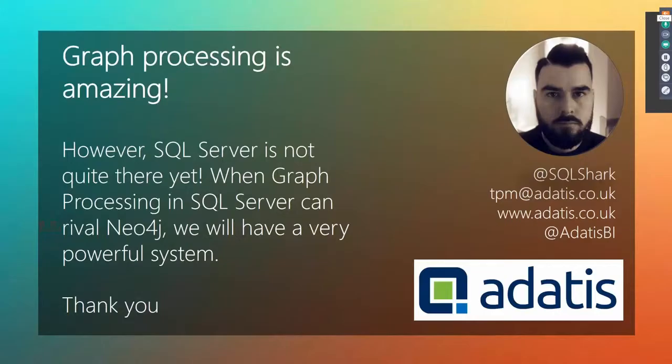Okay, so just to finish, what I would say is graph processing is amazing. However, SQL Server is just not quite there yet. But when graph processing in SQL Server can rival a tool like Neo4j, we've got an incredibly powerful system. Not having to export our data into another platform to be able to do that type of analysis, being able to push that analysis to our data, that's going to be pretty powerful.